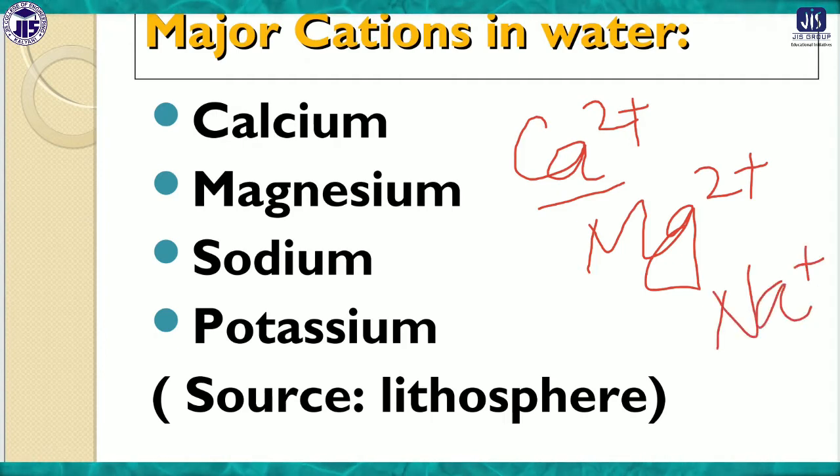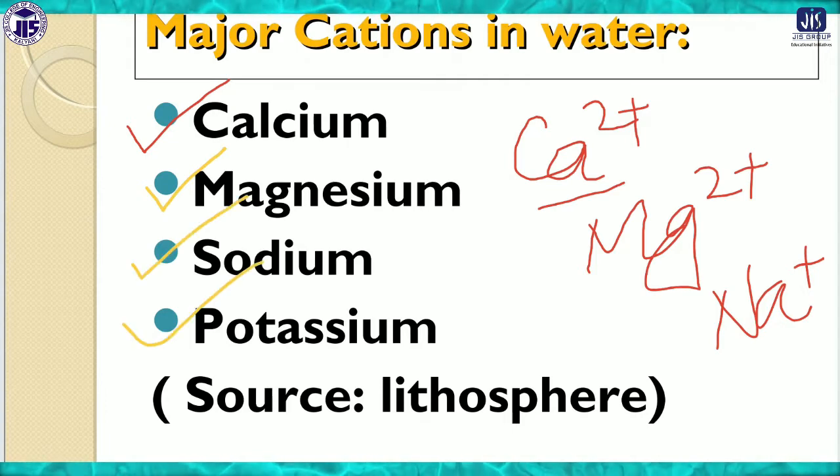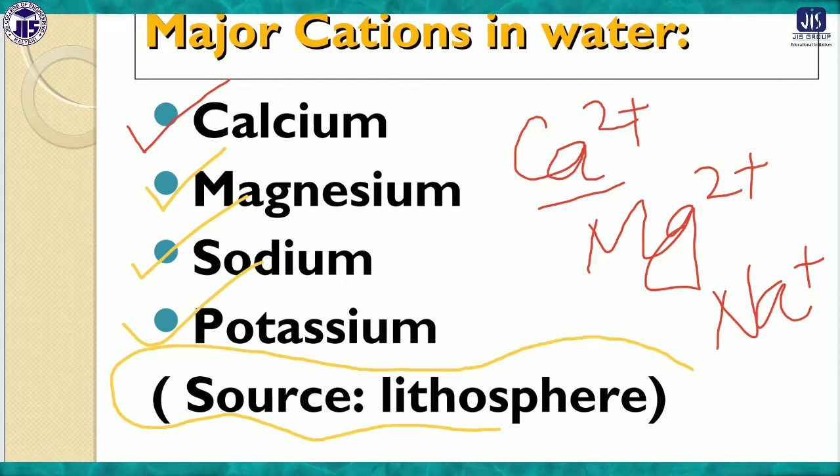Okay, so these are the major examples of the cations you have to keep in mind, starting from calcium, magnesium, sodium, potassium. These all have their source in the lithosphere. That means in the lithosphere these kinds of elements are present, and from there they mix with the water. So these are the major examples of the cations.